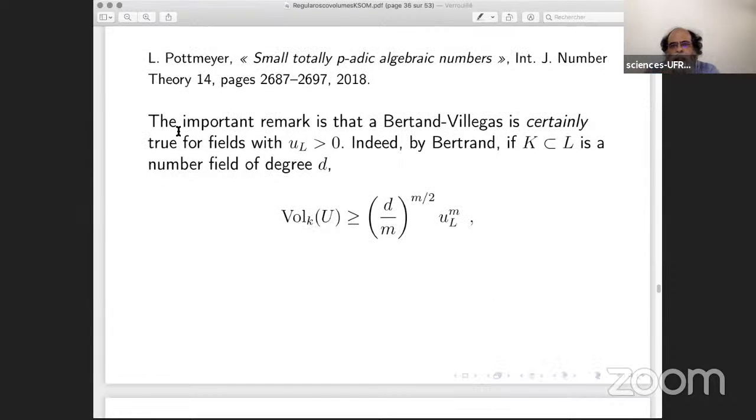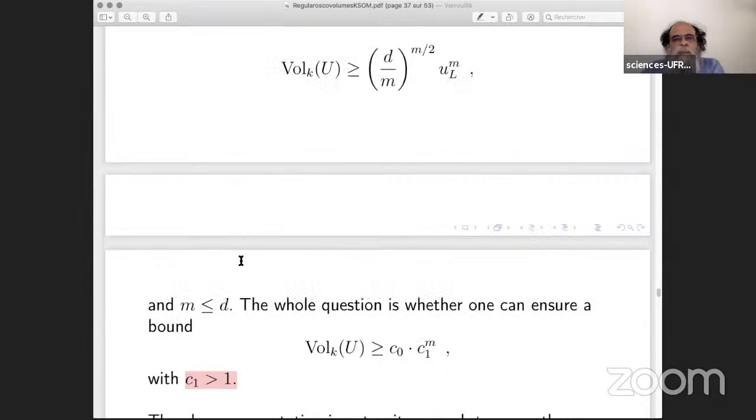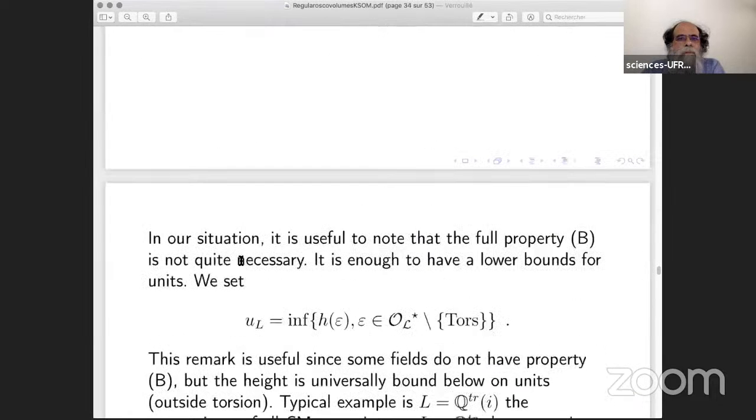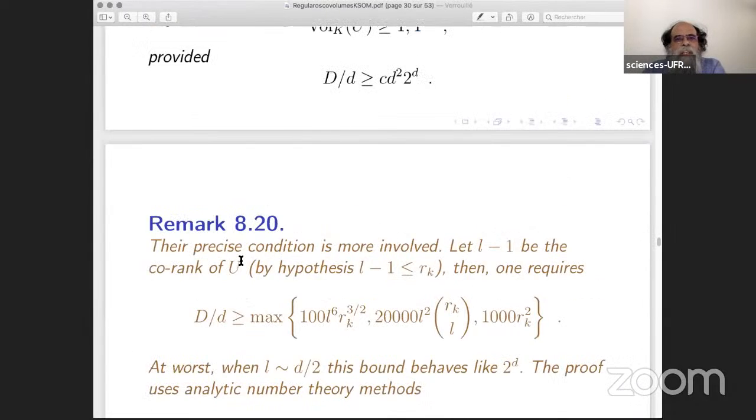So you just, again, you plug in Bertrand, and then you plug in Pottmeyer or Schinzel. So you have a bound of this kind. So this is bounded below. This is going to be big because d over m is always at least 1. So the whole question is whether you can ensure C1 bigger than 1. So again, it's an exercise, but it's not enough to prove the result that I've given here, because the Minkowski bounds again are too bad.